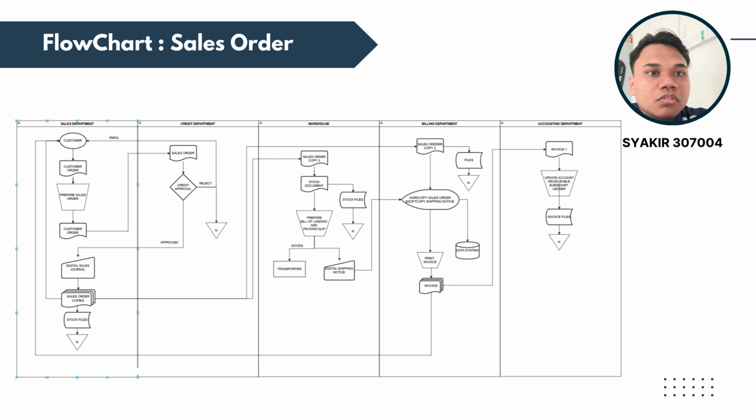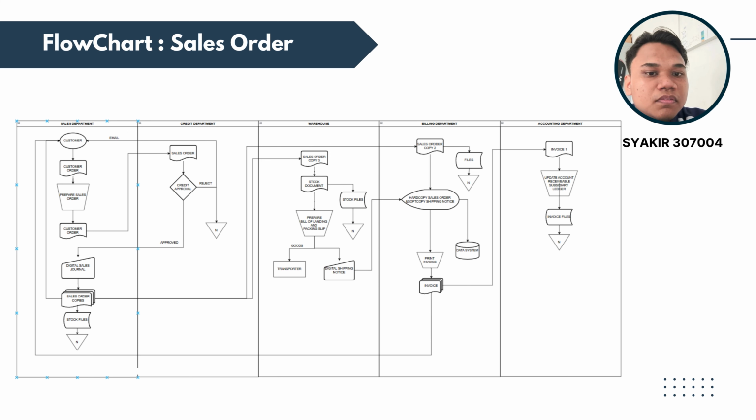This is the flowchart for sales order. Starting from the customer, we send the customer order and prepare the sales order. From the sales order, it goes to the credit approval. If they reject, we send an email to the customer. If approved, it goes to the digital sales order and digital sales journal, which produces 4 copies of the sales order: 1 to the customer, 1 to the warehouse, and another 1 to the billing department. The last one also goes to the stock file.